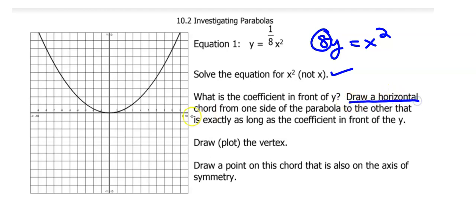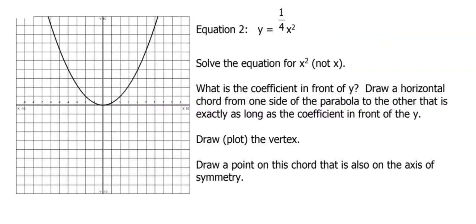And it says to draw a horizontal chord from one side of the parabola to the other that has exactly that length there, 8. So if I look at it, that's going to be right here. Notice there are 4 units to the left of the y-axis and then 4 units to the right of the y-axis. And so the total length of this chord right here is 8. All right. And then it says to draw or plot the vertex. That's right there at the origin, (0, 0). And draw a point on this chord that is also on the axis of symmetry. So here's our axis of symmetry, it's the y-axis, so here's that point on that chord. That's all that equation 2 right here is asking for.